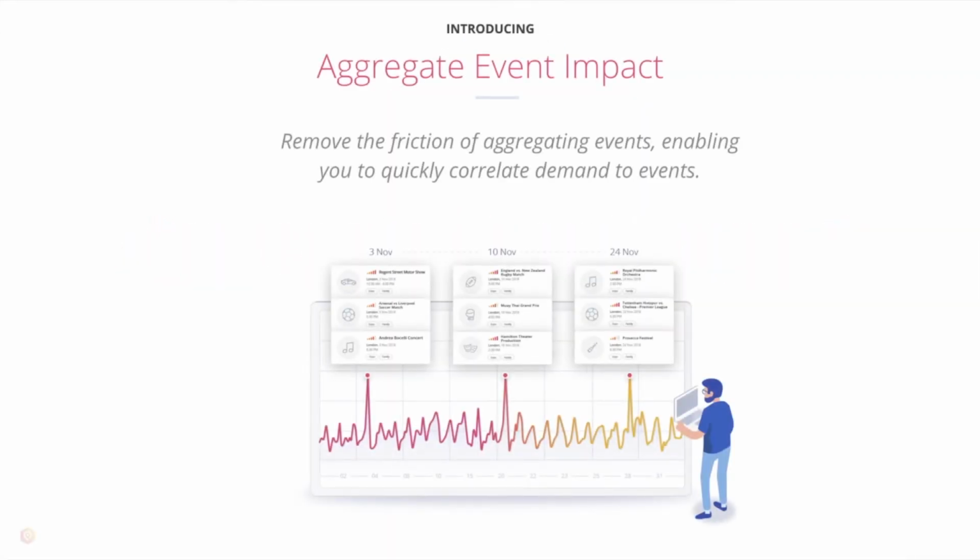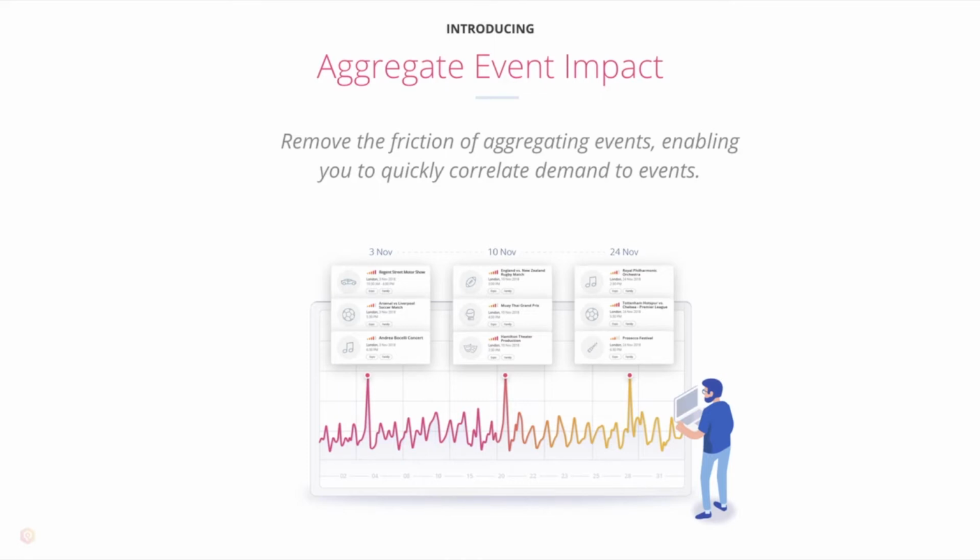Today, we're going to explore Aggregate Event Impact, a feature which removes the friction of aggregating events, enabling you to quickly correlate demand to events. Most companies know that events have an impact on demand, but they haven't incorporated event data into their demand forecasting yet. There are a couple of steps you will need to take to do this properly.